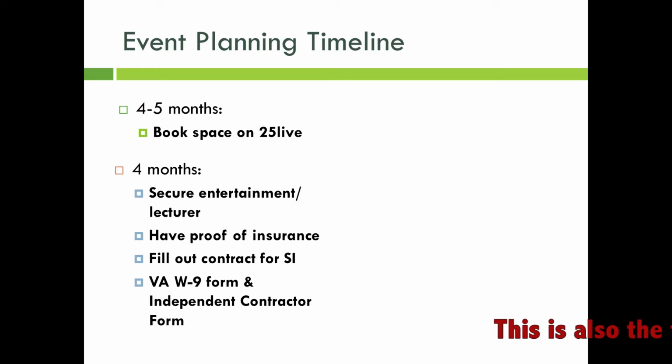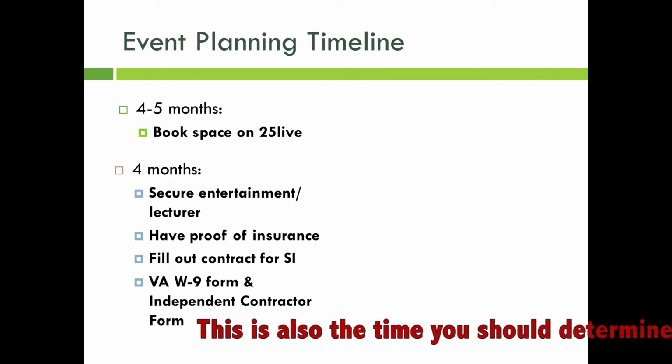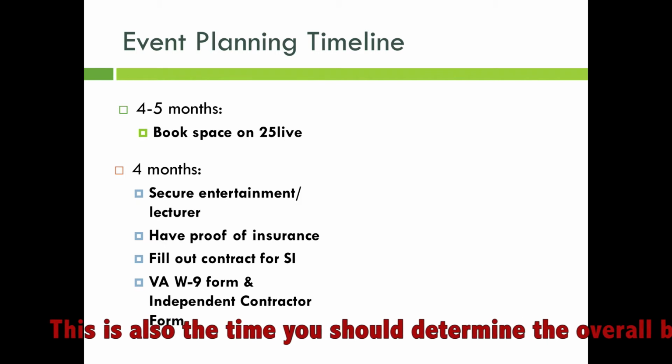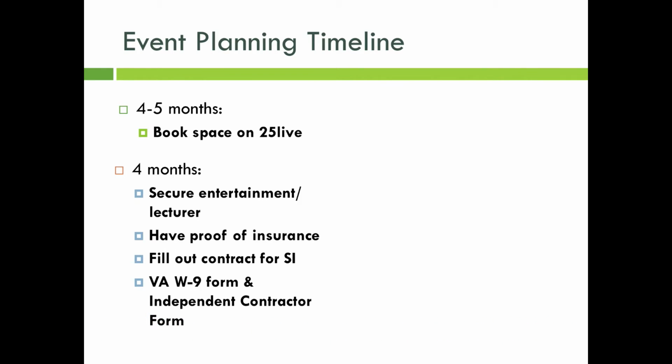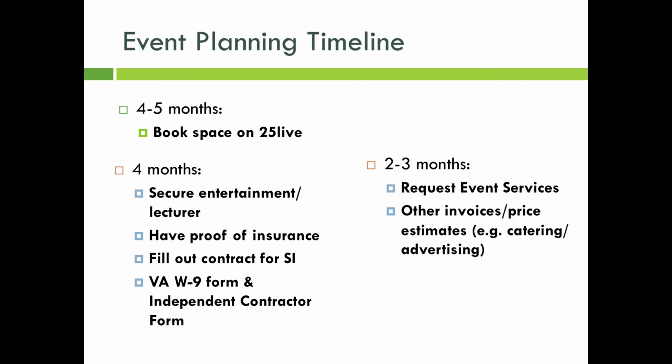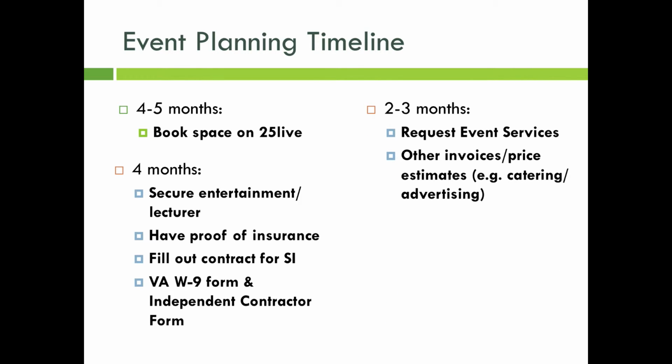You need to submit an invoice from the entertainment or lecturers as well as insurance proof for them. Fill out the contract on the computer and take care to include all required information. Send this to student involvement for review as well as the entertainment or lecturer. Have the entertainment fill out the VA W-9 form and independent contractor form while waiting for a response to the submitted contract. 3 months before the event is when you request event services and collect any invoices or price estimates from any catering or advertising.